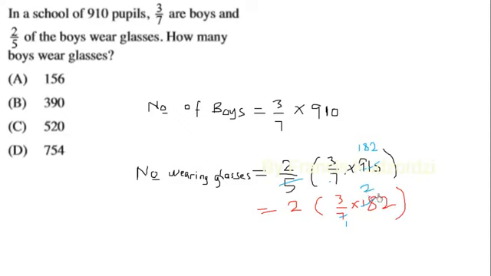So we are left with 4 out of the 18. So that is 40 plus 2 will give us 42. So 7 will go into 42 6 times. So now we are left with 2 times 3 times 26.